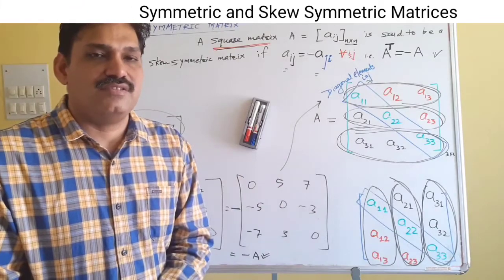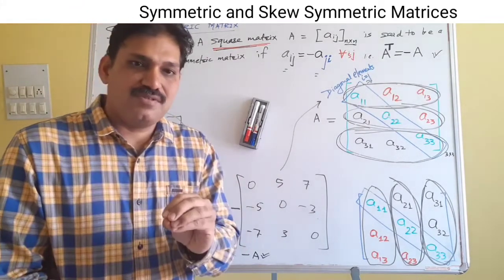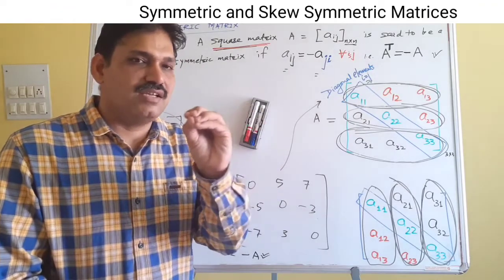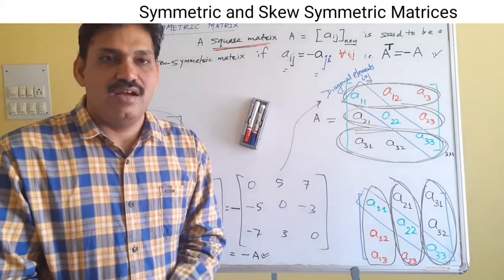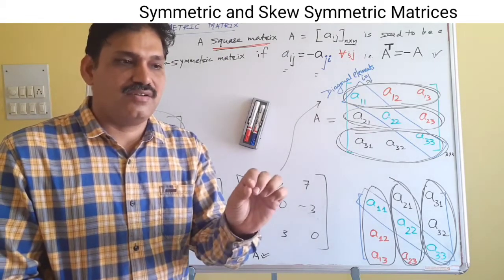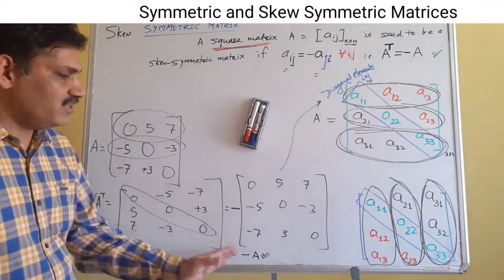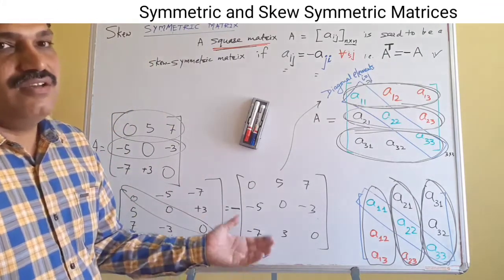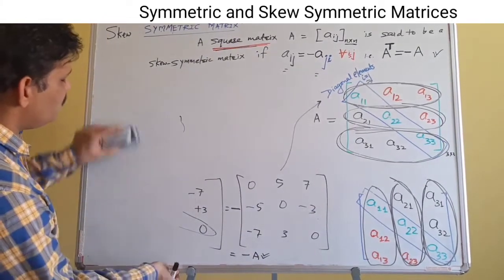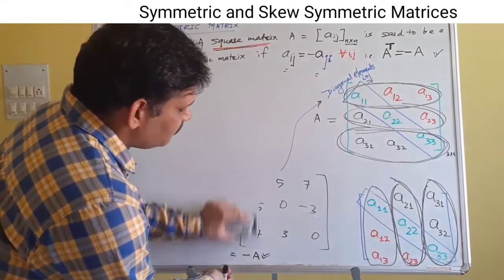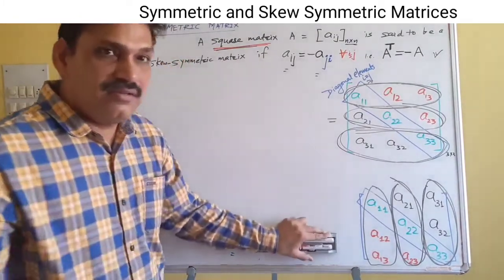So to check whether a matrix is symmetric or skew symmetric, first of all, you will find A transpose. If A transpose is equal to simply A itself, then it is symmetric. And if it is not, try to take a negative sign common. If you find that A transpose is equal to minus of A, then obviously you will say it is skew symmetric. But most of the matrices are where A transpose is neither equal to A nor minus A.